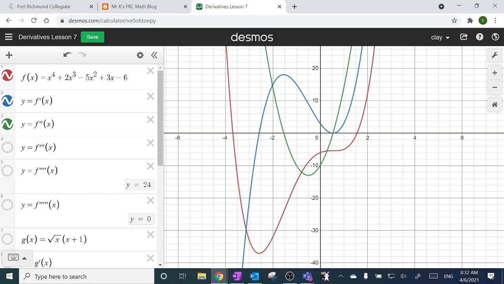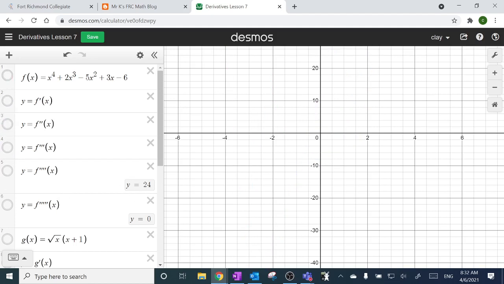By the way, once it gets down to a constant, Desmos actually does figure it out for you, which is kind of nice. And just, oh, where's my cursor? There we are.